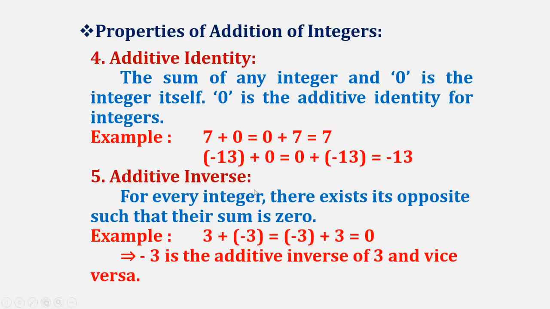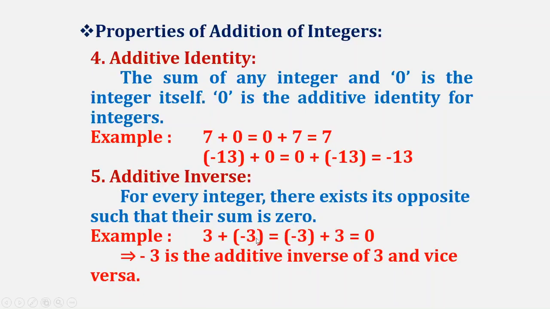Next, additive inverse. Additive inverse means for every integer there exists its opposite such that their sum is 0. See, observe here. Here I am taking plus 3. By adding which number will you get 0 here? Minus 3. Only by adding minus 3 to plus 3 will you get 0. So minus 3 has the opposite sign to the plus sign. So the additive inverse of plus 3 is always minus 3. And also by adding plus 3 to minus 3 you will get 0. Therefore the additive inverse of minus 3 is plus 3, and the additive inverse of plus 3 is minus 3.